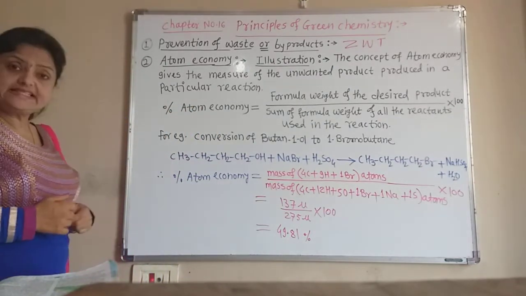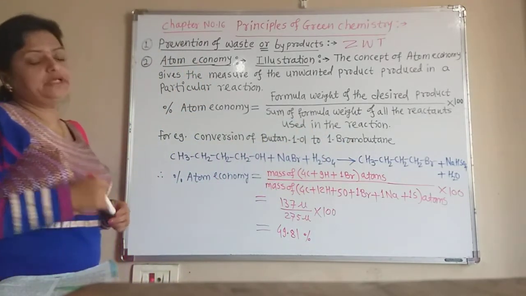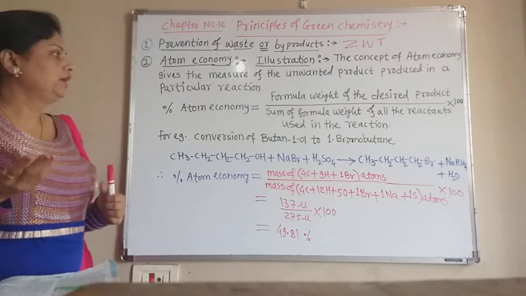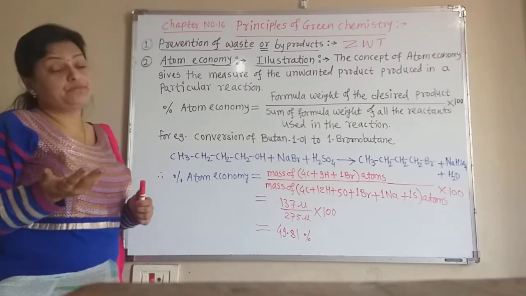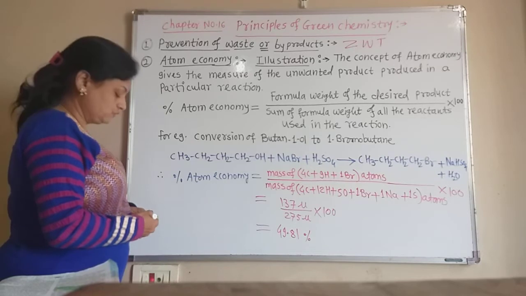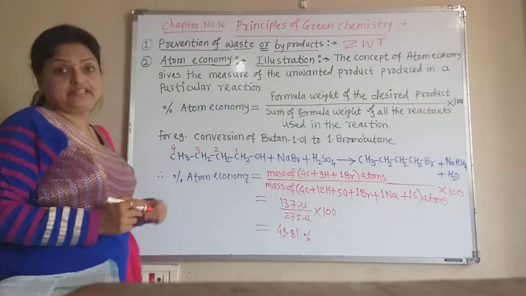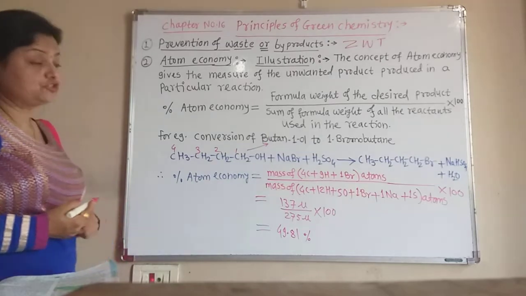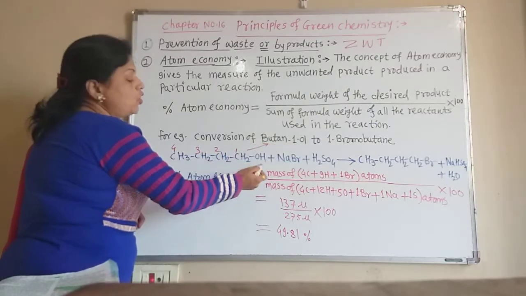Now for example, see here. Conversion of butane-1-ol to bromobutane. If we have to convert butane-1-ol, or butanol, into 1-bromobutane, or butyl bromide, how is it possible to calculate the percent atom economy? Now this is butane-1-ol. See here, carbon number 1, 2, 3, 4. On the first carbon there is a hydroxyl group, the alcoholic group, so it is butane-1-ol.